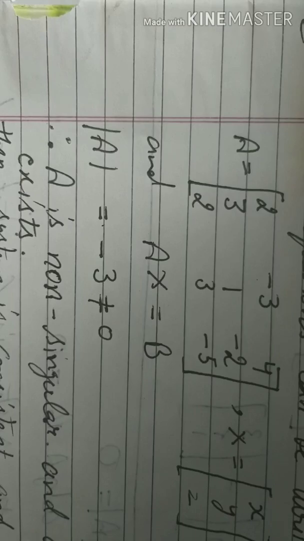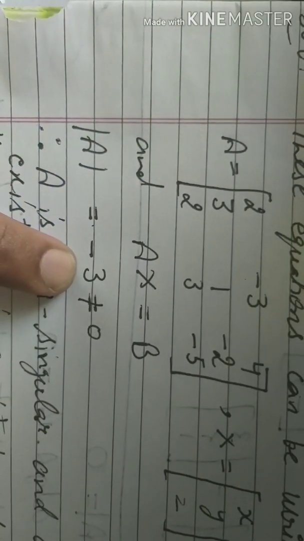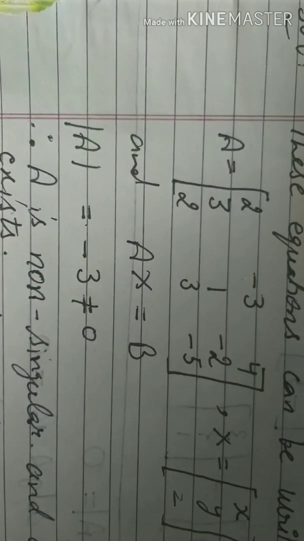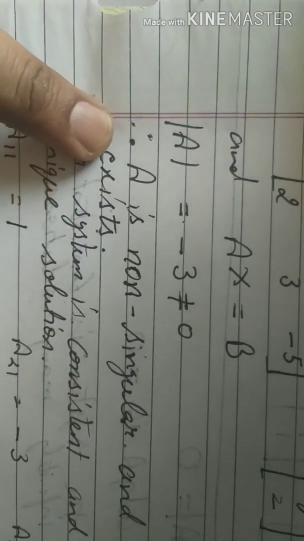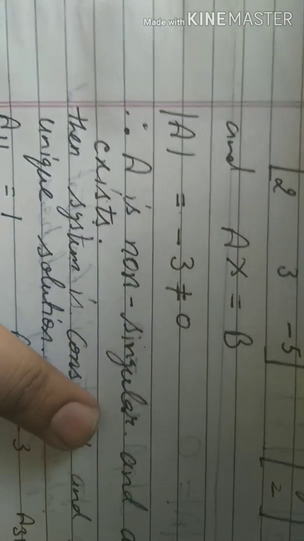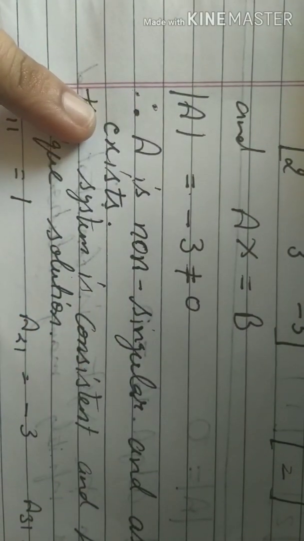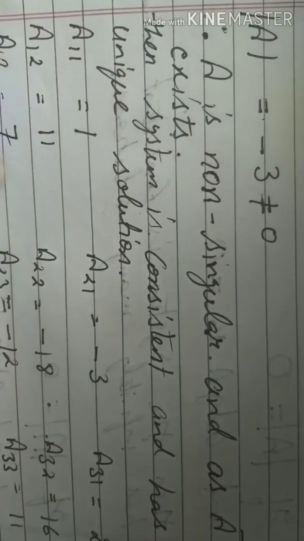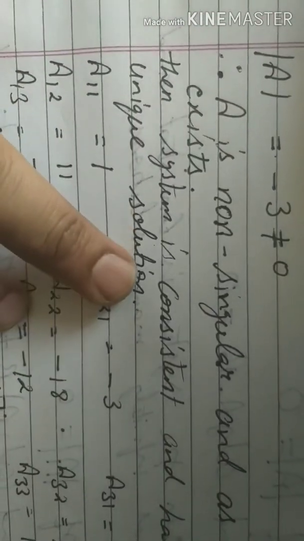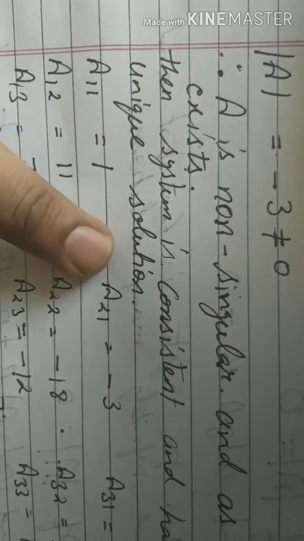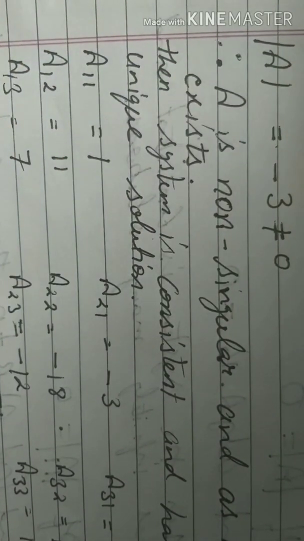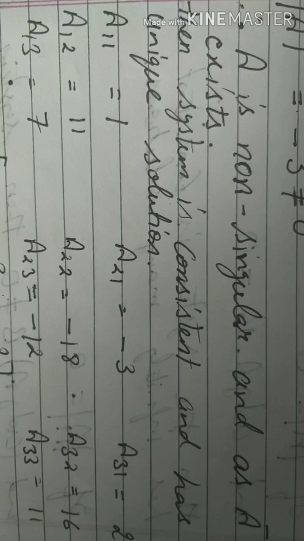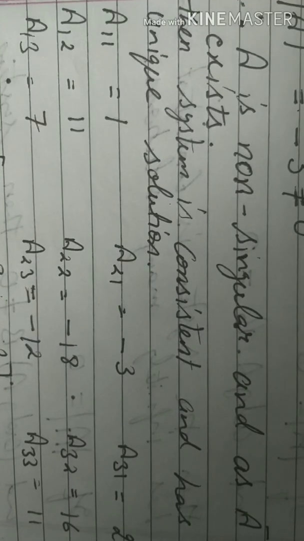When we apply expansion on the A matrix we get minus 3 as the determinant, and it is not equal to 0. When the determinant of A is not equal to 0, the case arises that A is non-singular, and as A inverse exists, it means A is a non-singular matrix and we can find its inverse. Then the system is consistent and has a unique solution. Clear? When the determinant of A is not equal to 0, the system is consistent, and in this case we get one solution of these equations.